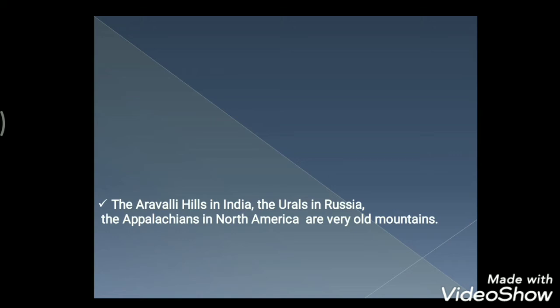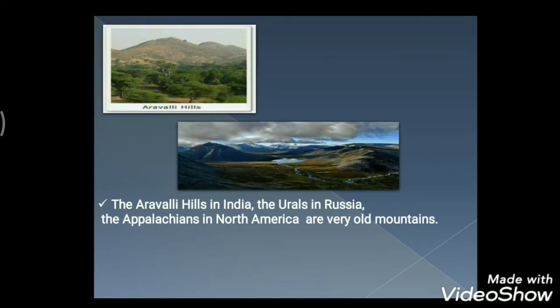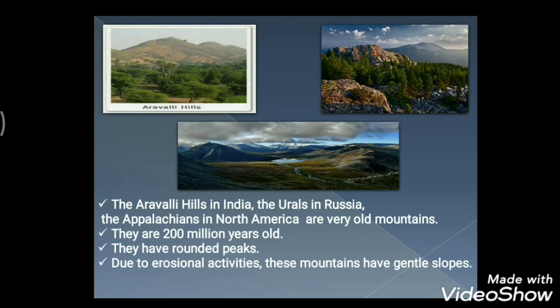Now, as we discuss these young mountains, let's see some old mountains also. The Aravalli Hills in India, the Urals in Russia, and the Appalachians in North America are all old mountains. These old mountains are 200 million years old, and they have rounded peaks.